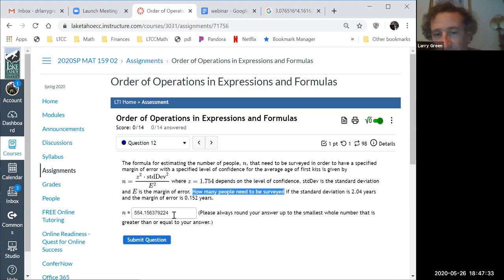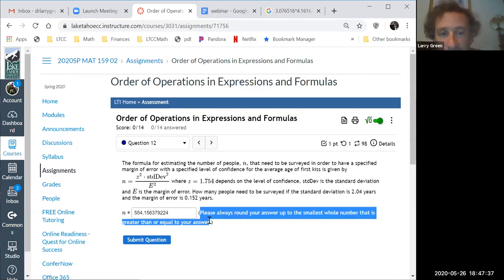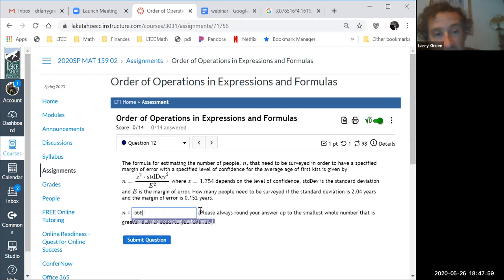554.156379224 people. But what it does say, this is the one case in math where you don't use rules of rounding. We use what's called the ceiling function. And the ceiling function says, take your number and go up to the next highest number. And that'll be 555.